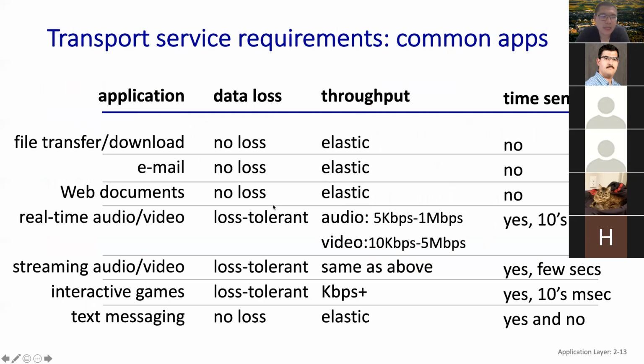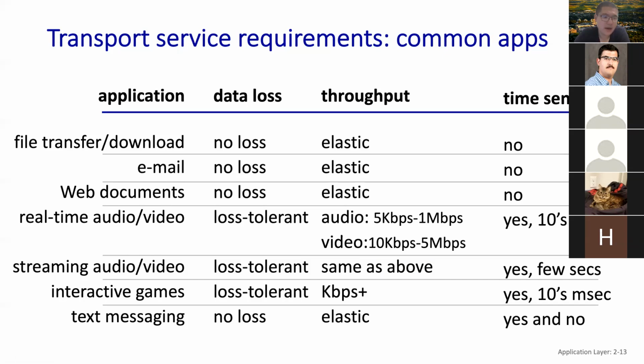So here's a summary table. We can quickly look at that. For file transfer, downloading a file, you cannot tolerate loss, right? If I download the homework and some is lost, you only get half of the assignment. That's ridiculous, right? So no loss could be tolerated for file transfer or download. But it's not quite time sensitive, right? As long as you finally get the file, that's fine.